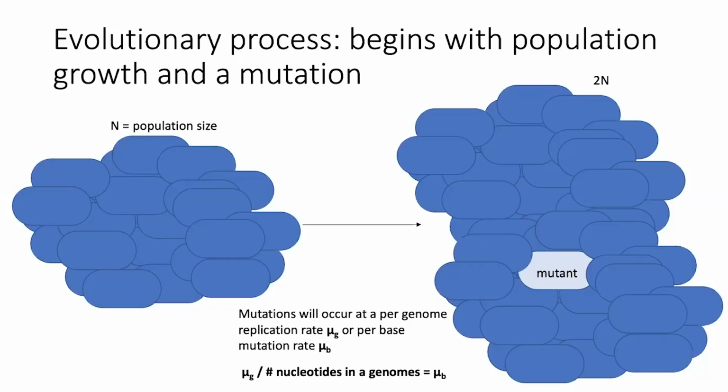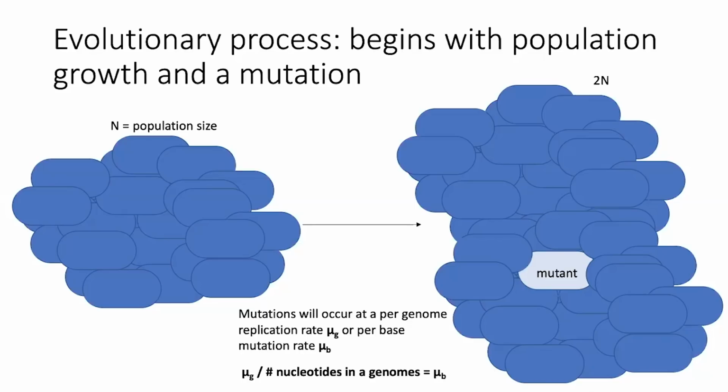We talked about three types of mutation rates. There's the mutation rate per genome replication, that's mu-G. That's just the rate at which you get one mutation in an entire genome. And then there's the per base mutation rate. That is looking at just a single base in the genome, and the rate at which that base will change as the cells are dividing. The per base and the per genome mutation rates are directly related to each other, in that the per base mutation rate is the per genome mutation rate divided by the number of nucleotides in the genome.